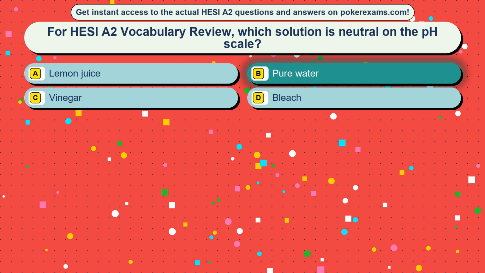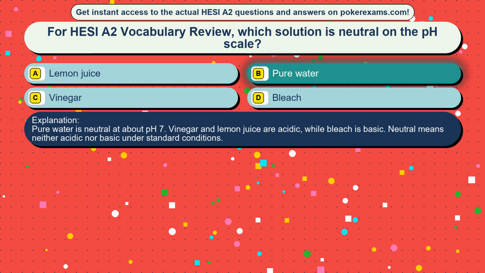The correct answer is option B, pure water. Pure water is neutral at about pH 7. Vinegar and lemon juice are acidic, while bleach is basic. Neutral means neither acidic nor basic under standard conditions.